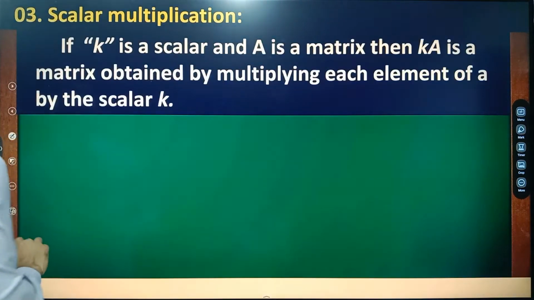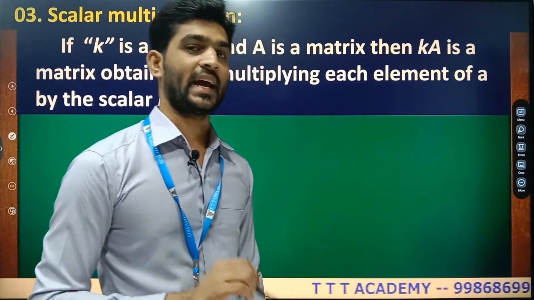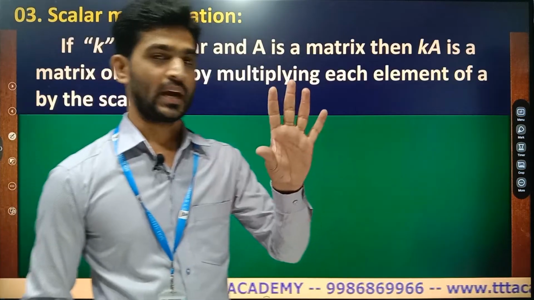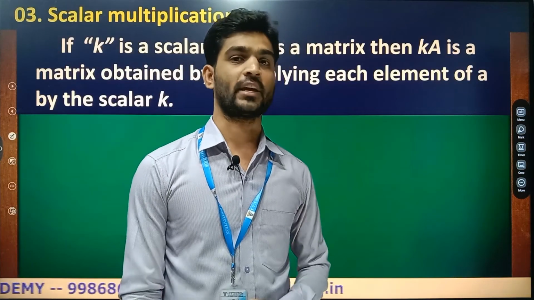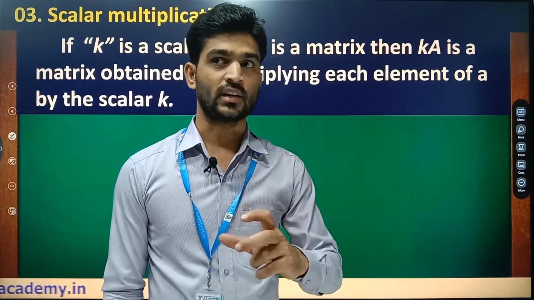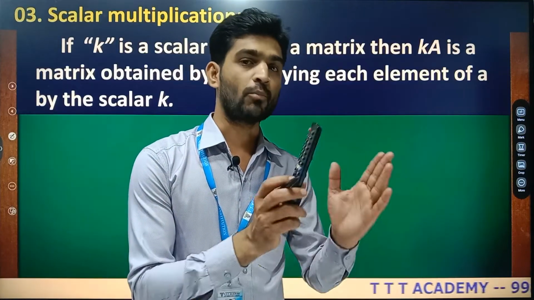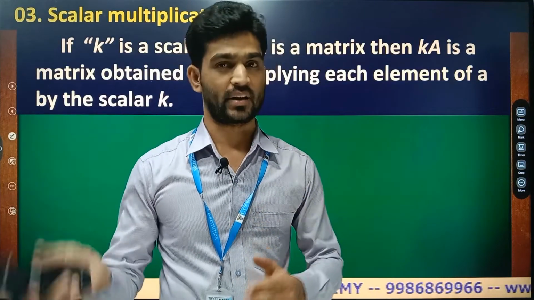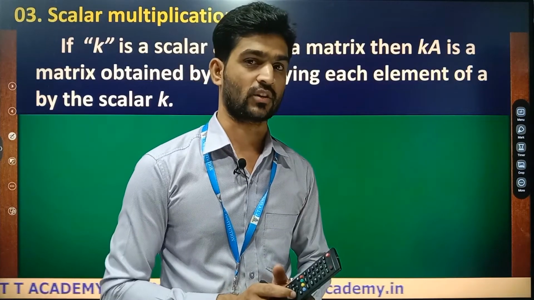Next dear students, scalar multiplication of matrices. What is scalar multiplication? Again it's simple. First we have learned addition of matrix and subtraction of matrix. Next thing is scalar multiplication of matrix. See, scalar multiplication means the constant value, I mean the scalar value, I am going to multiply to the matrix. That means the matrix has n different elements.